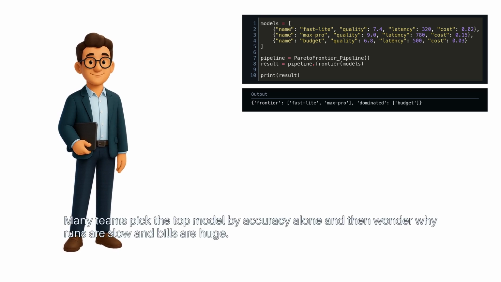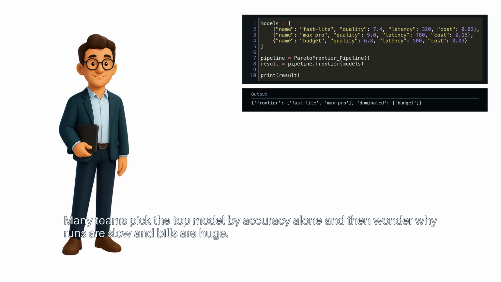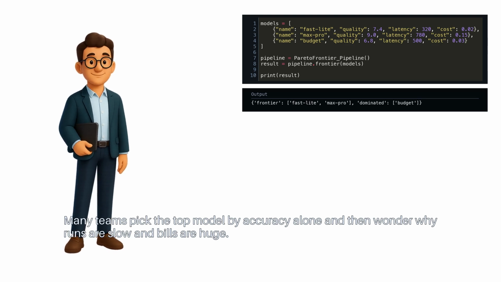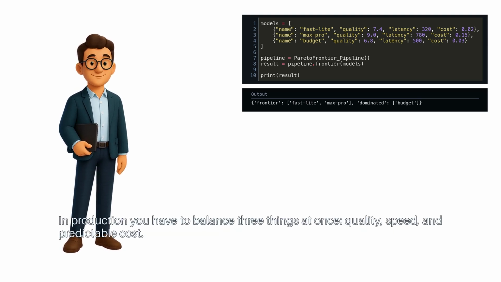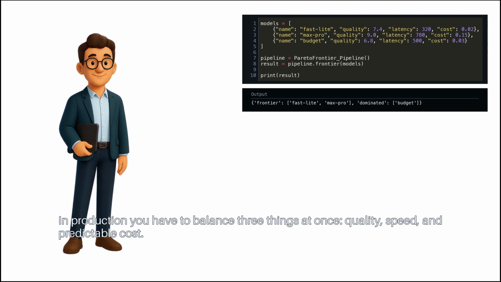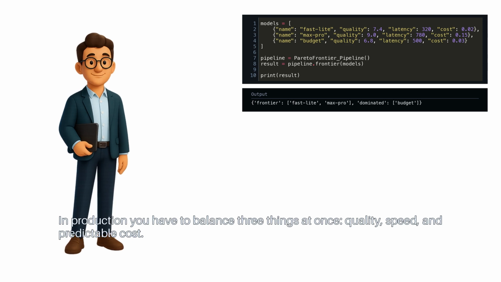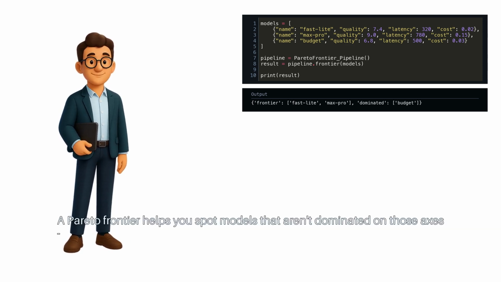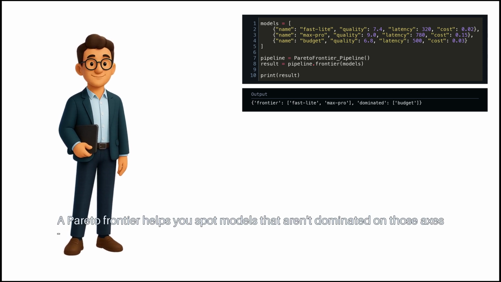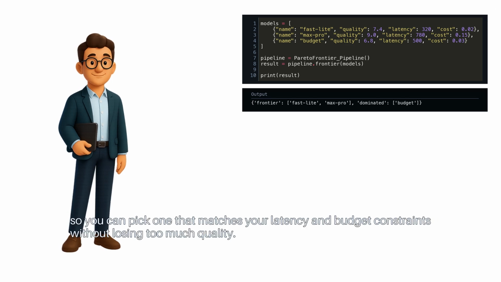Many teams pick the top model by accuracy alone, and then wonder why runs are slow and bills are huge. In production, you have to balance three things at once: quality, speed, and predictable cost. A Pareto frontier helps you spot models that aren't dominated on those axes, so you can pick one that matches your latency and budget constraints without losing too much quality.